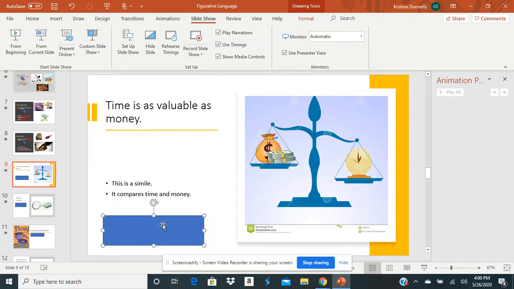If you said simile, this is correct. So on the line, you will write simile, and you can also cross it out on your word bank. In this simile, they are comparing time to money, saying time is valuable as money. We know that money is very valuable. We know that this is a simile because it uses as. Okay, it's comparing two things using as.